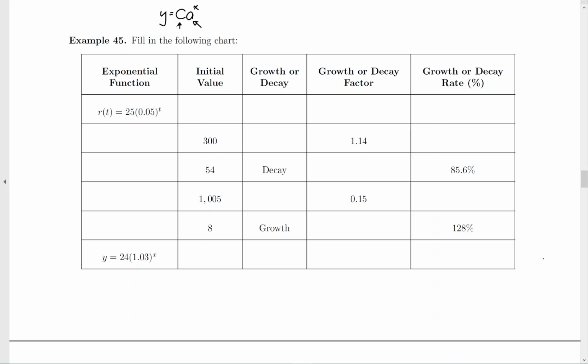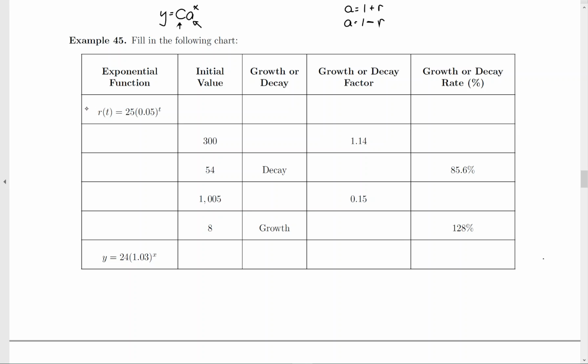And then the other thing you want to remember is the connection between the growth factor and the rate, and the decay factor and the rate. Decay is going to be subtract the rate, and the growth is going to be adding the rate on.